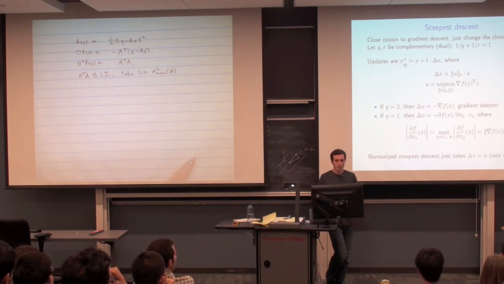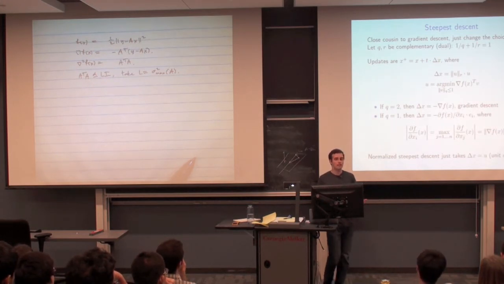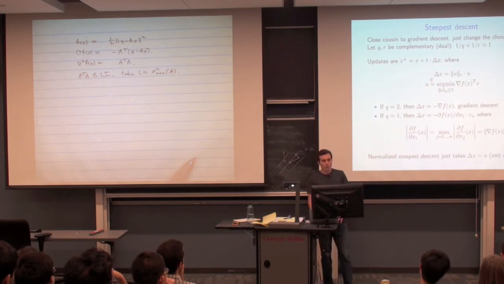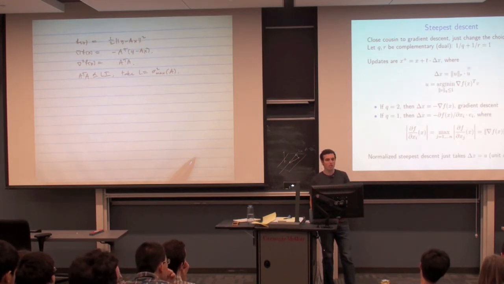So our updates for steepest descent are of this form: x+ = x + t times delta x. In gradient descent, we usually just take the minus gradient, but in steepest descent, we actually choose delta x differently. We first solve this problem: let's take the direction that has the smallest inner product with the gradient, subject to its Q norm being smaller than or equal to 1. That's u. Then I take that u and scale it by some factor, and the factor I scale it by is its dual norm.